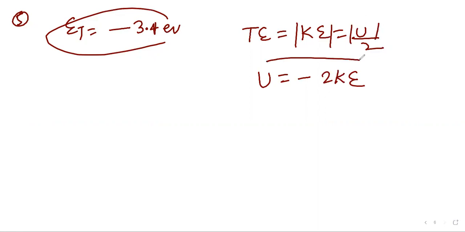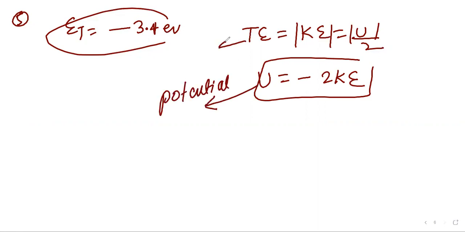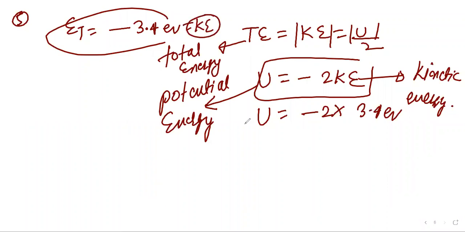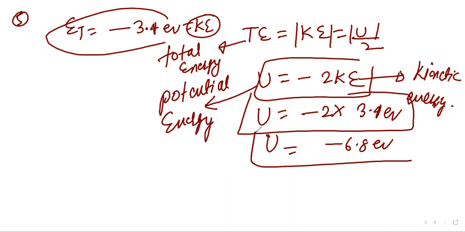Here U means potential energy, T means total energy, and K means kinetic energy. So U will be minus 2K. The K value we know is 3.4 electron volt, it is given, right? So multiply it and you will get minus 6.8 electron volt. So remember the relation between them, then you will easily find it. Now let's see the next question.